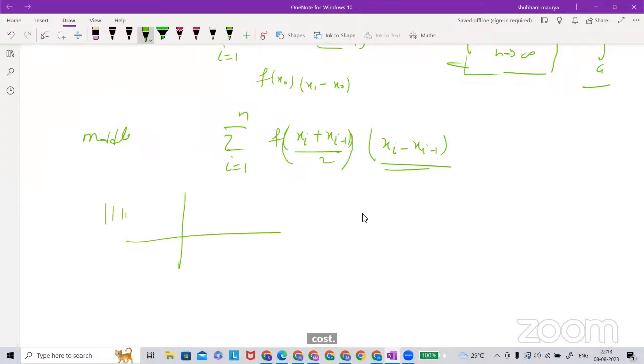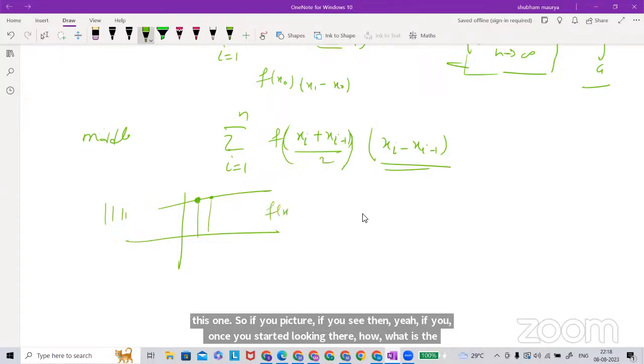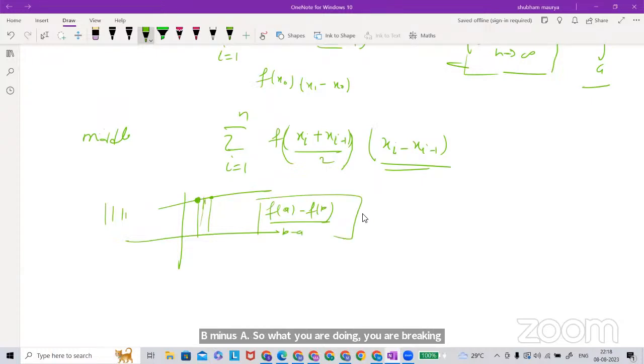If you look at it pictorially, differentiation is that you take f of a minus f of b upon b minus a. So what you are doing is breaking your function into small portions. What is differentiation in a real life example? Your function is here, you look very closely, you break your function into very small pieces, so small you cannot even think about it. That's why the limit or differentiability came.